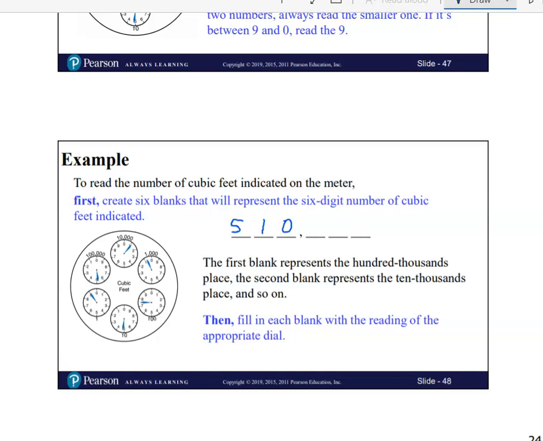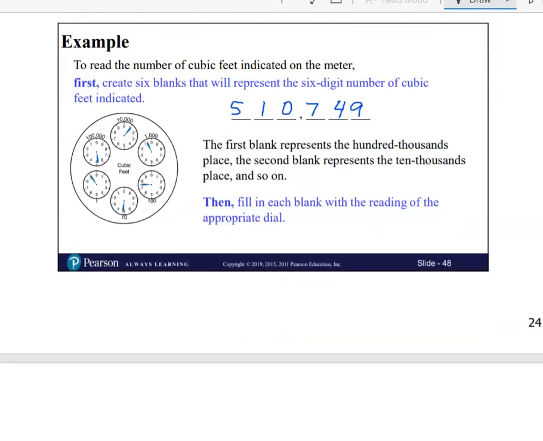On the hundreds place, it's between 7 and 8. So you would pick the smaller of the two. Between 4 and 5. And in the ones place, it's between the 0 and the 9. It looks like it's right on the 9 though. So I think I'm going to go ahead and put 9 here. So the first blank represents the 100,000s place, the second blank the 10,000s, and so on and so forth.